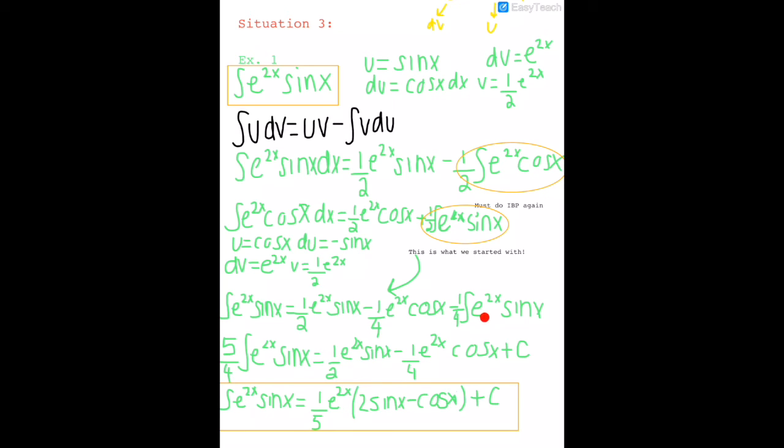And notice that e to the 2x sine x is what you started off with, so you can just add that to the other side and solve for that integral right there. So you add the 1/4 times the integral to the other side, and you get 5/4 integral of e to the 2x sine x equals this over here. And you multiply by the 5/4 and simplify everything, and that's what you get.